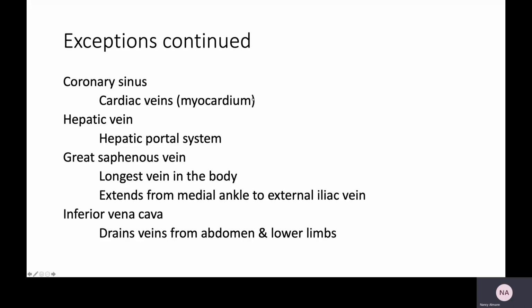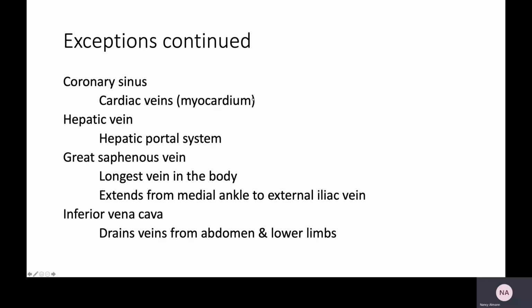Now, the great saphenous vein is the longest vein in the body. It is found in the lower extremity. It extends from the medial aspect of the ankle up to the external iliac vein. This guy is important for, anybody remember? Bypass surgery. And as you know, it gets put in backwards. And you need to remember why that happens, why it's put in backwards if it's used for bypass.